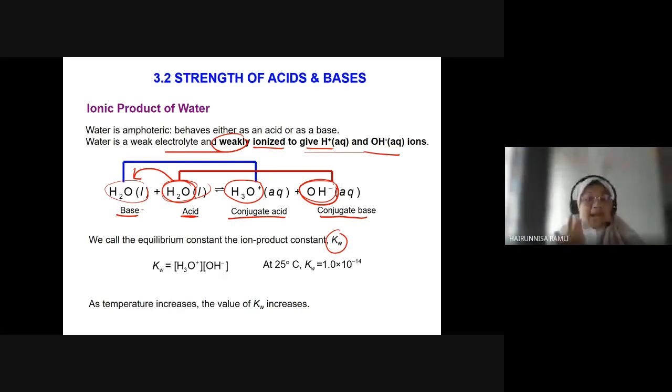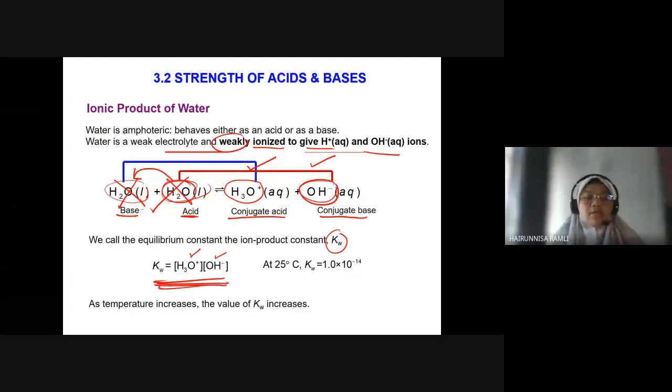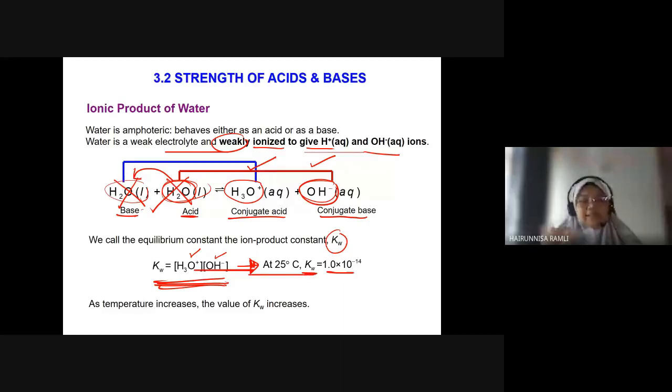You can calculate it; the method is the same as for KA and KB. You calculate the product over reactant. Your products are OH minus and H3O plus, over the reactant. But the reactants are both pure liquids, so you don't include them. That's why KW is equal to H3O plus multiplied by OH minus. Because it is constant, at 25 degrees Celsius the value of KW is 1 times 10 to the power of negative 14. This value you must remember. Always memorize it, because you will end up remembering it automatically since we use this value all the time.